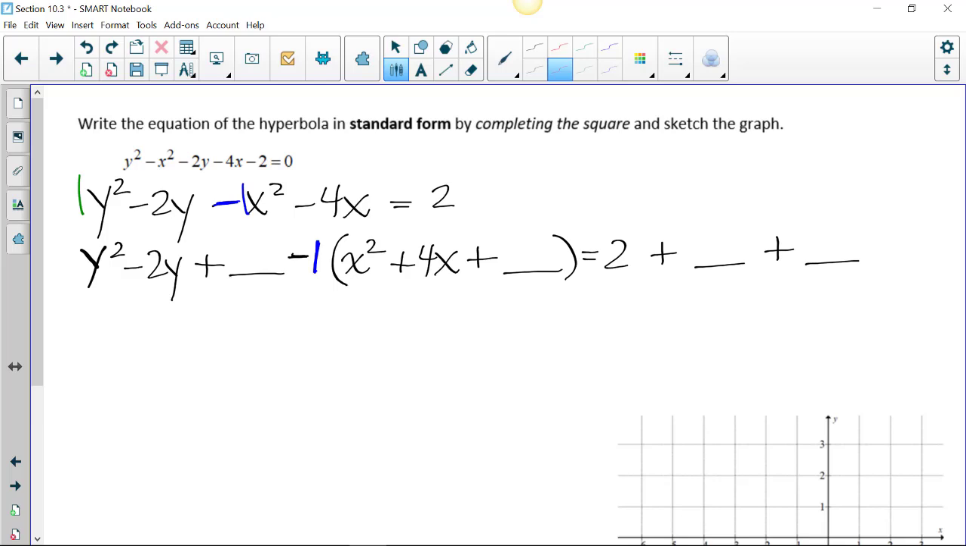Okay, so half of 2 is 1, 1 squared is 1. Since I didn't factor anything out, I simply add 1. Okay, here half of 4 is 2, 2 squared is 4, but I did factor something out. I factored a -1, so I have to multiply the 4 by -1 before I add. So I'm really adding -4 or subtracting 4. So this one's doubly tricky.